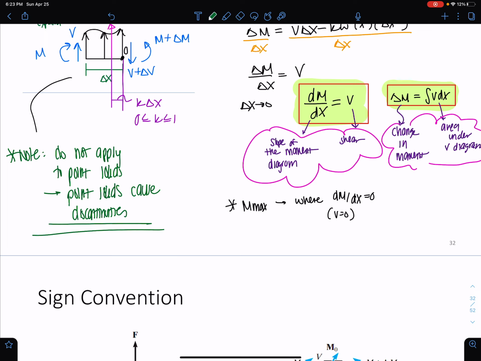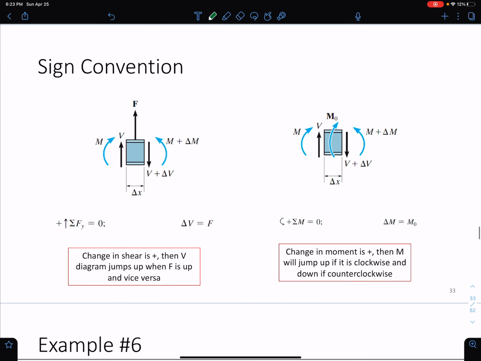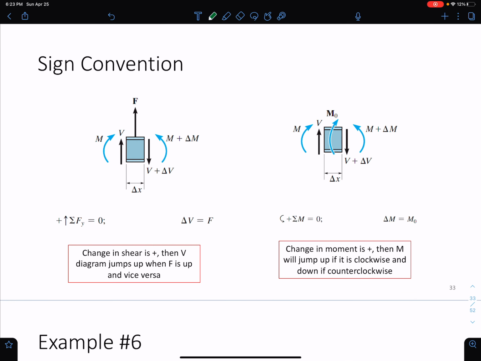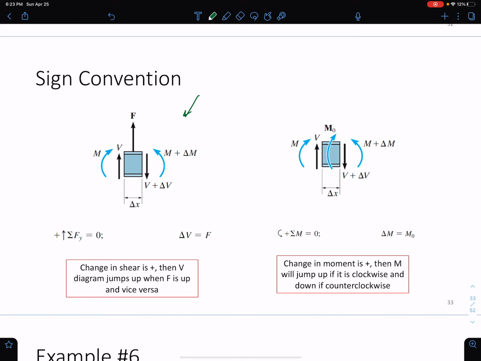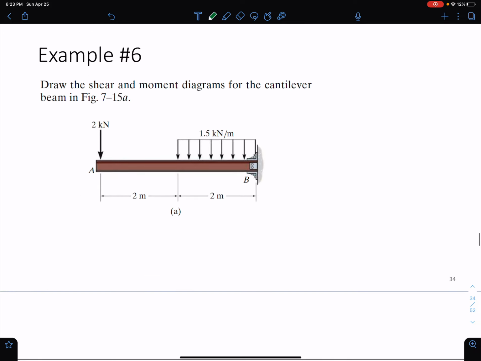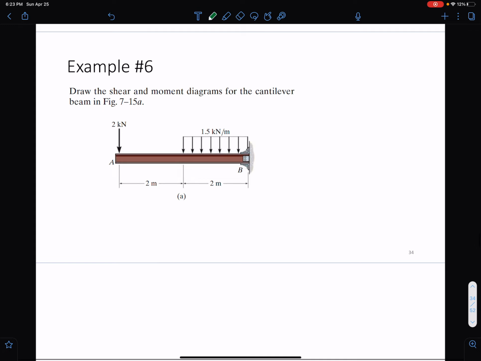Okay. Now, for our sign convention, we're going to assume these are positive. Change in shear is positive. Then the V diagram jumps up when F is up and vice versa. So here is our positive sign convention. Okay. Same goes for moment. We have this rotation in this direction causing this concave up relationship. This is a positive moment. Concave down would be that negative moment. Okay, so we're going to go ahead and go through another example now, and we're going to draw the shear and moment diagrams of this system.